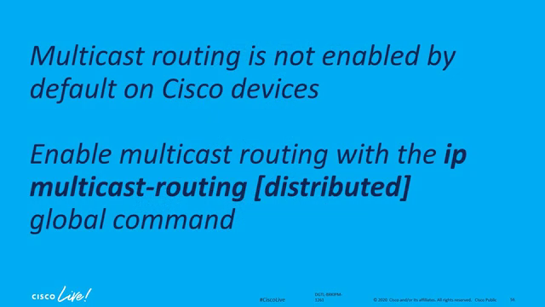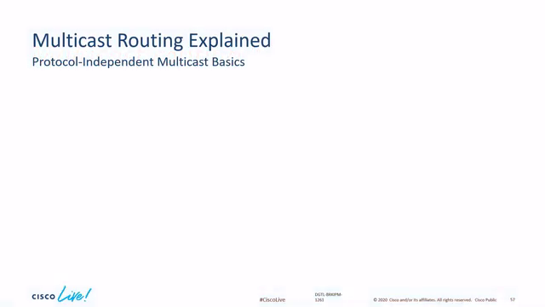Now, before we go any further with multicast routing, this is very important. Multicast routing itself is not enabled by default on Cisco devices. So even though we can configure PIM, Protocol Independent Multicast, and get neighbors, the actual data plane multicast will not flow until we turn on multicast routing for the device. So we enable that at the global level with IP multicast routing, and distributed is, of course, if we have distributed cards. So now let's talk multicast routing.